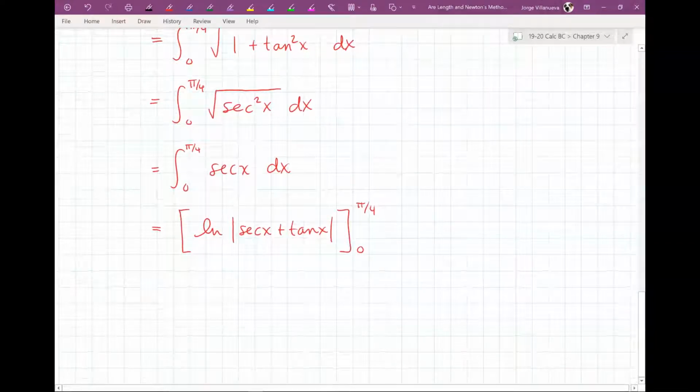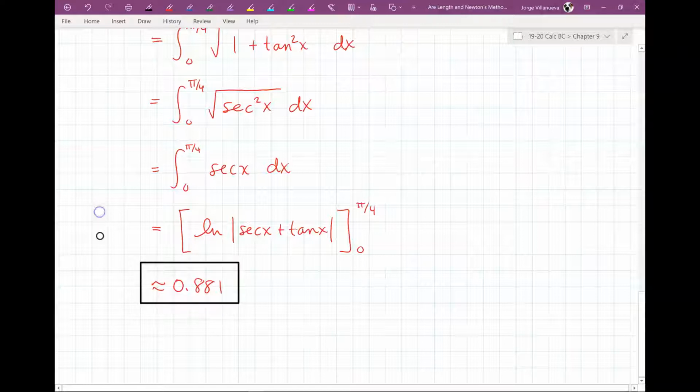Okay, so at that point, plug in your information, use your calculator, and you should get approximately 0.881. Now, you could have skipped all these steps just by using your calculator, of course, right? But I just wanted to show you what it looks like when you actually work it out by hand. Go ahead and try putting that in your calculator too.